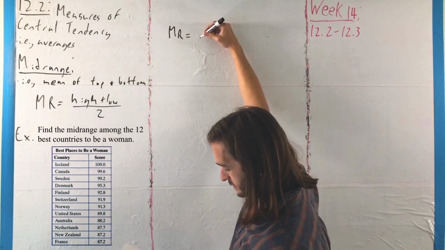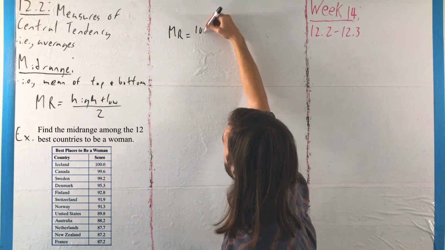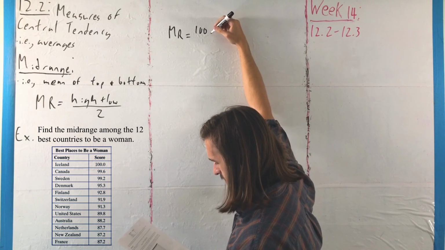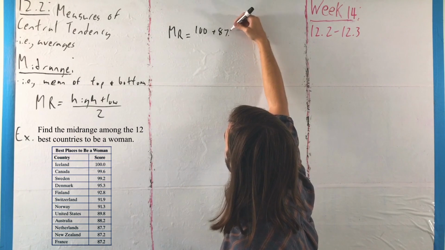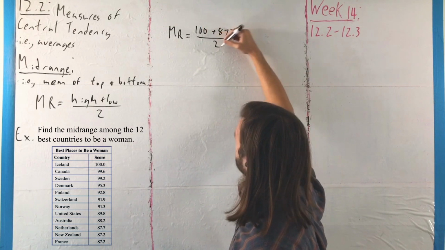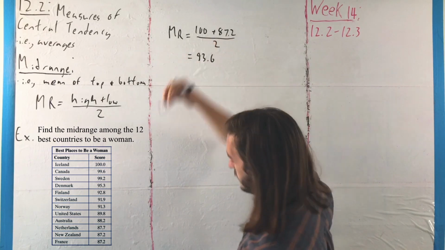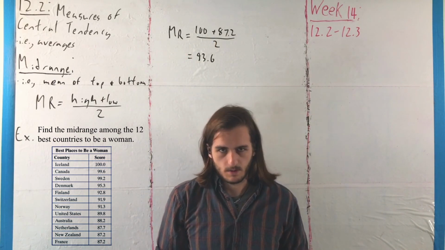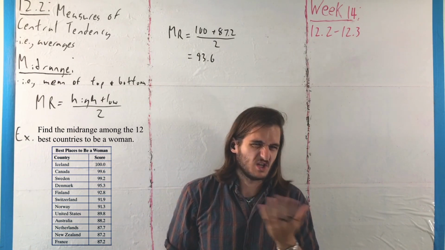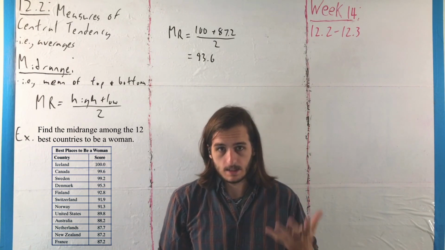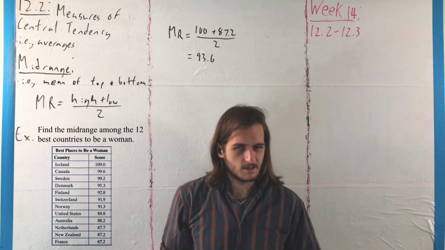We'll have that the highest value here, which is according to the data Iceland at 100, which is to say just about perfect, is compared to the lowest there, which would be France at 87.2. Take that, divide it by 2, and as I said very easily, we get a mid-range there of 93.6. The power is simplicity. There's really nothing else particularly good about the mid-range except that it's easy to get. And here it's very easy to get, but you probably want to do something else.